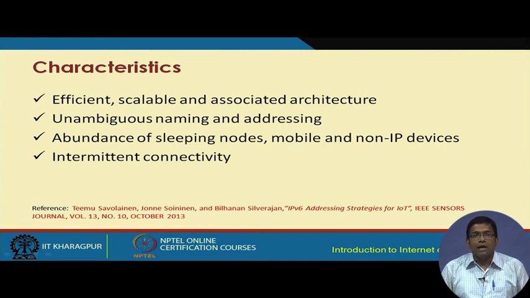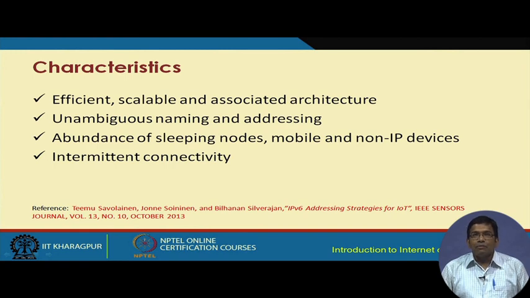So, another thing is that in terms of the resource requirements, each of these nodes are typically very low powered, they have very low resources. Whenever they are not required, they have to be put to the sleeping mode, they have to go through a sleep cycle. That means whenever they are not being used, they have to be put to the sleep state, and whenever it is required, they have to be made active.